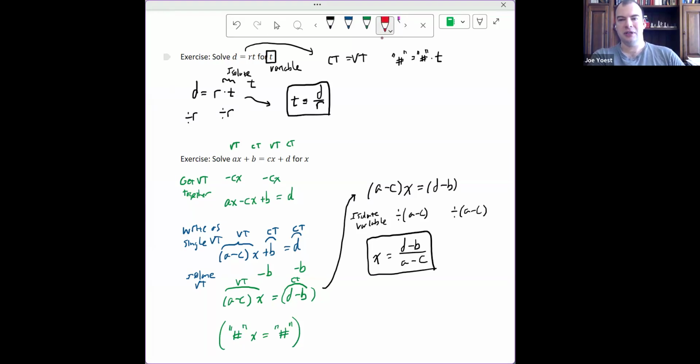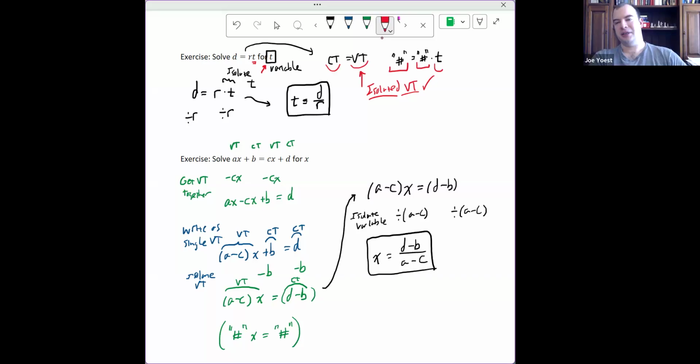So we want to solve d equals rt for t. So we're basically treating t like the variable and kind of thinking of d and r like numbers. So d equals rt is kind of in the number equals number times t format, or the constant term equals variable term format. In other words, it's already in that format, so we're starting at the point where we've isolated the variable term.